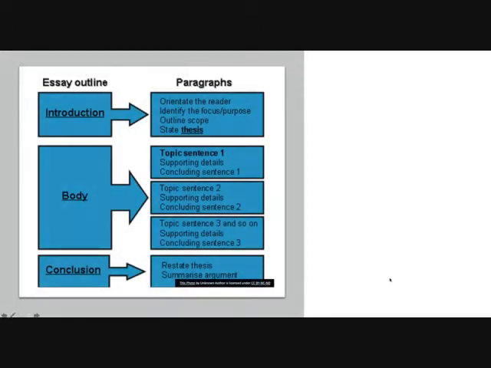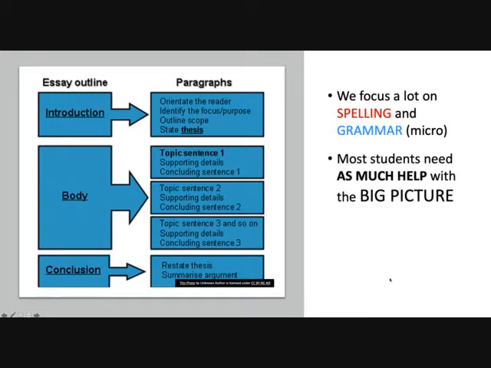The reason why this is important is because while most kids can brainstorm, it's harder for them to really organize their ideas in a coherent way. And if they can't do that, then the rest of the essay will fall apart, or their piece of writing will fall apart because it's just kind of a vomitous mess of ideas on paper. So just a reminder, we do focus a lot as teachers on spelling and grammar, so we focus a lot on the micro level, but we really need to remind ourselves that most students need as much help with the big picture as they do with the small picture. And again, to write their ideas and organize them in a coherent way.